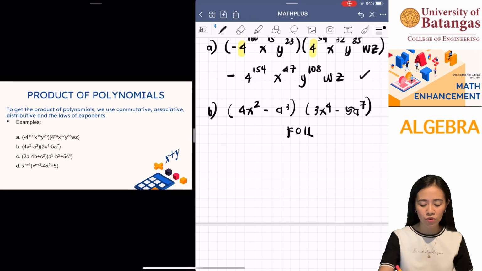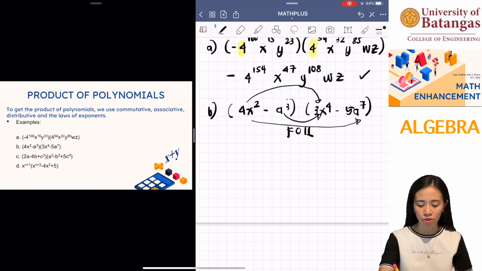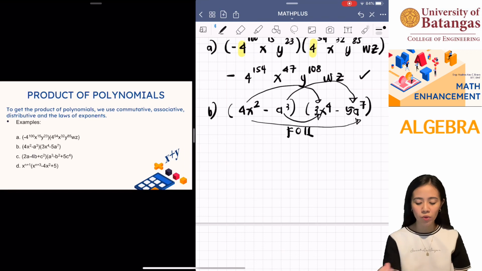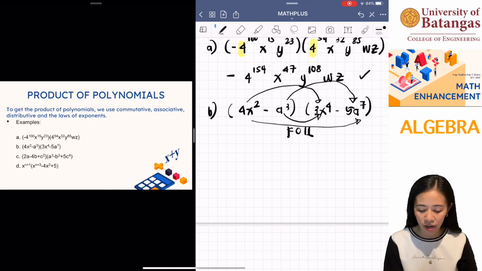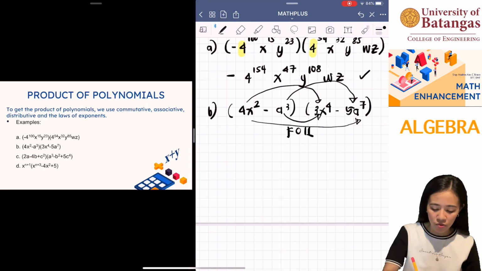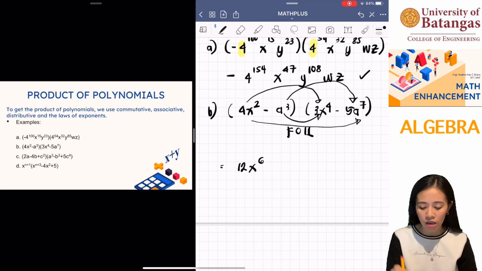The first terms, so F. The outer terms, so this one. The inner terms, so this one. And then the last terms, so this one. Okay. So, doing that, you have 4x cubed times 3x to the 4th, you will have there 12x raised to 6. You multiply the numerical coefficients, so that's 12, but the exponents, you add them, because it's the same base. So, x raised to 6.